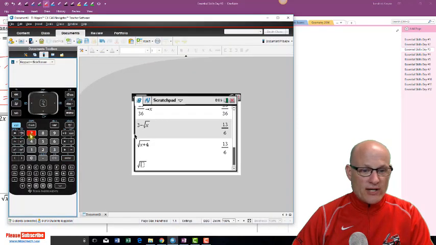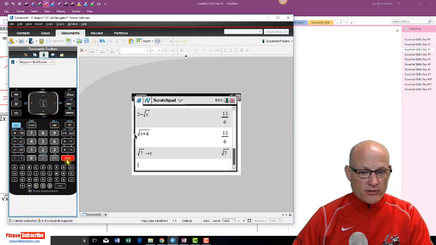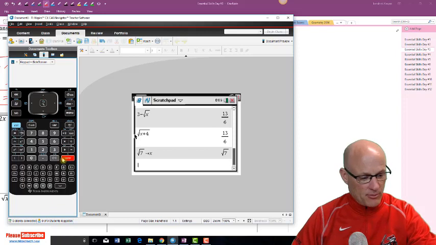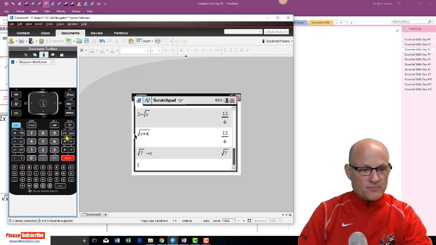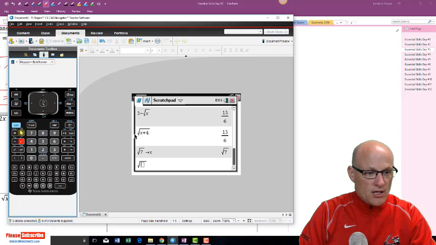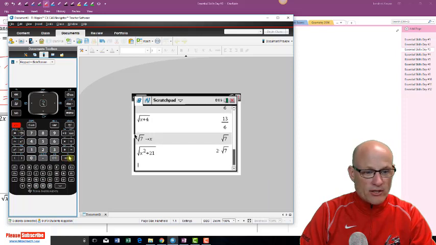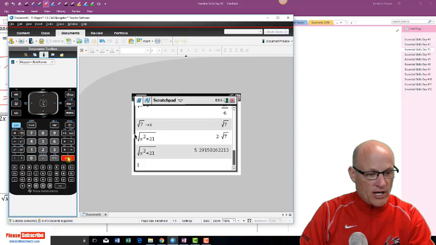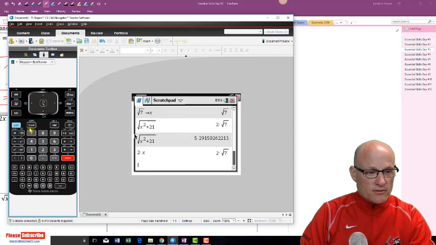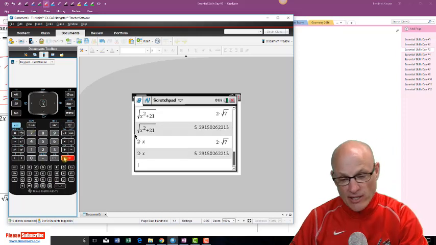The square root of 7, control var x, enter. Type in the left side. Let me get my paper out. The left side is the square root of x squared plus 21. Enter. Oops, control enter. Your calculator popped that up. And now I'm going to do the right side, which is 2 square roots. Nope, just 2x. And they both turn out to be the same number. There it is, plus or minus.